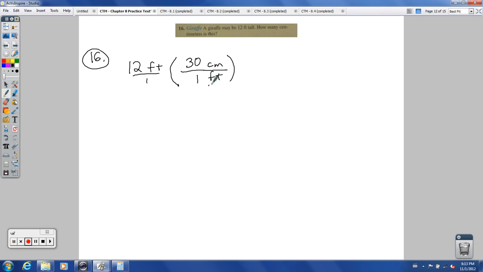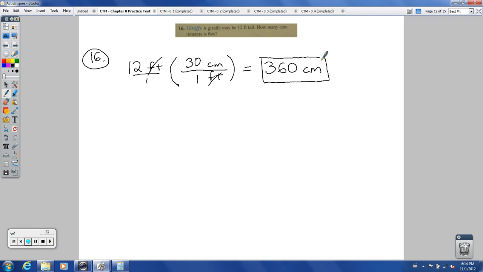By putting feet on the bottom here, I get rid of feet on the top here, and I multiply this through. 12 times 30, well 10 times 30 is 300, 2 times 30 is 60, so that's going to be 360 centimeters approximately for that giraffe. In other words, that would be about 3.6 meters if you change it to meters.